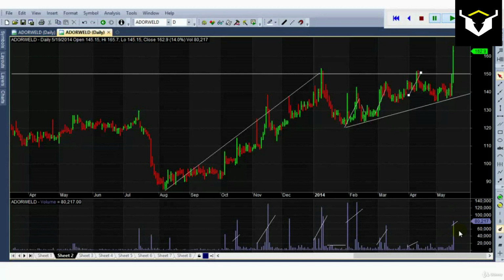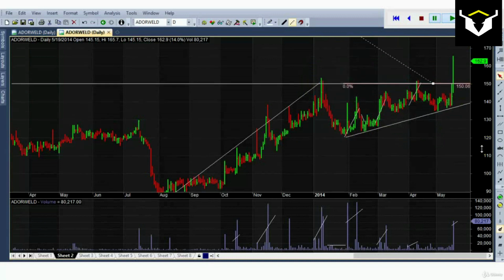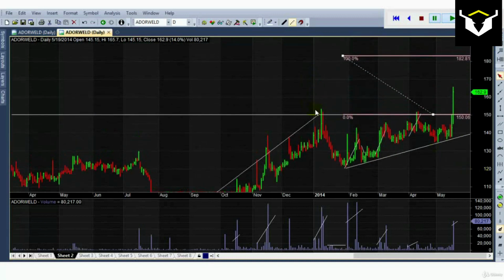Now let's go ahead and project our price target for this triangle. There are two methods to project price target. First one is to measure the widest range of the triangle and project it from the point of breakout, that is from 150. So according to the widest range, 182 is the target.